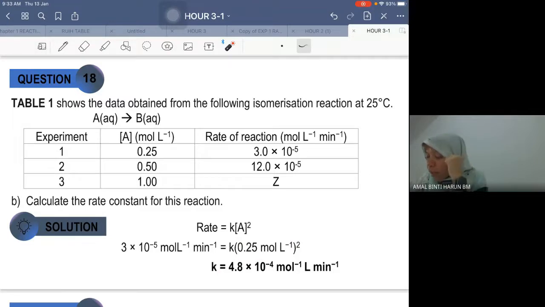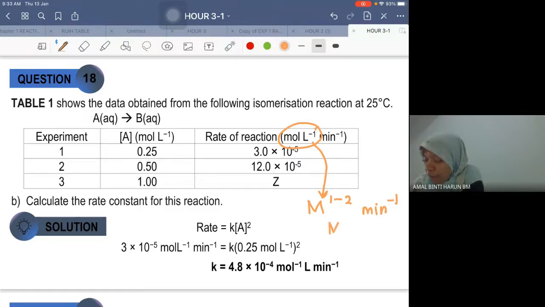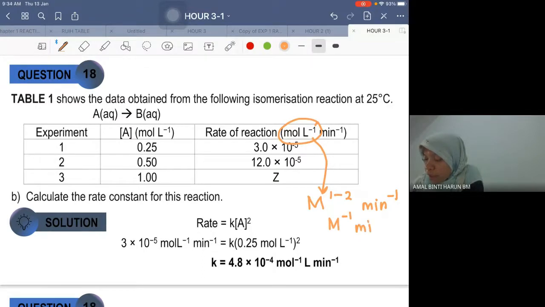Let's say, saya memang tak menggemari kalau dia bagi mol per liter macam ni. Sebab nanti you nak buat unit, you pening. Okay, so apa kata kita ambil mol per liter, kita simplify, dia akan jadi molar. Macam tu. So this is second order, 1 minus 2, second order per minute. So kita akan dapat M power of negative 1 per minute. Okay, so ini cancelkan. Jadi molar per molar per minit. Okay, so dapatlah unit K bagi second order.